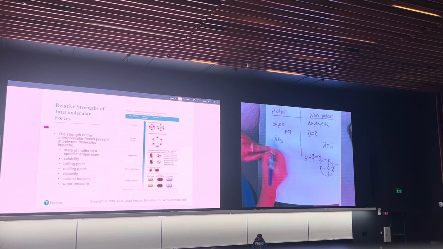Anything that is non-symmetric, I'll draw the Lewis structure of ammonia. So those guys are polar.